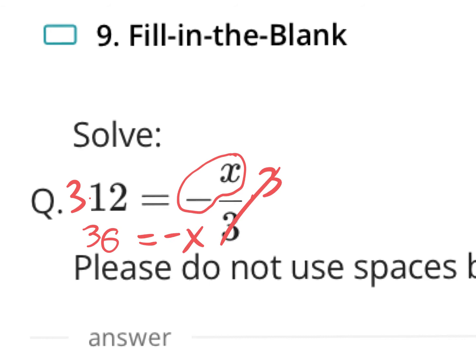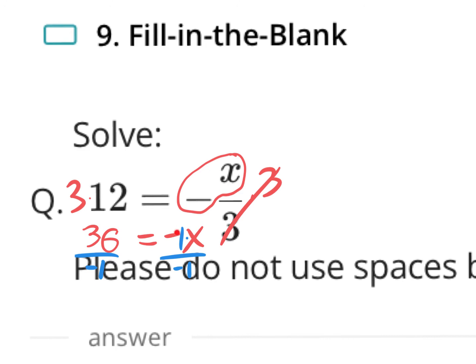Negative x. We don't want this x to be negative, we want it to be positive. So you could think of it as having a negative 1 right in front of the x, negative 1 times x. How do you get rid of the multiplication of negative 1? You do the opposite, which is dividing by that negative 1 value. You're going to do that to the other side as well, because what you do to one side, you do to the other side.